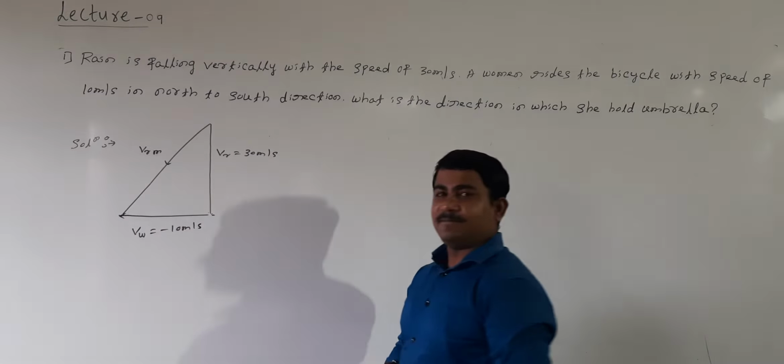Theta equals tan inverse of how much? Tan inverse of 0.33. Tan inverse of this value is nearly equal to 80 degrees. In what direction should she hold the umbrella with the vertical? With the vertical, she should hold the umbrella in this direction, at an angle of about 80 degrees. So students, copy this numerical. We will do one more numerical.